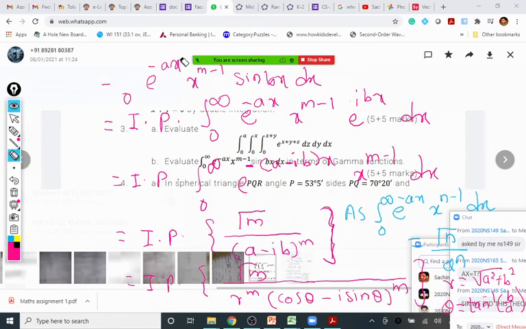Yes, sir. Sir, I want to ask a question. If instead of a minus ib to the power m, it was a plus ib to the power m, then we would have written a plus ib equal to r into cos theta plus i sin theta. Correct, correct, correct.